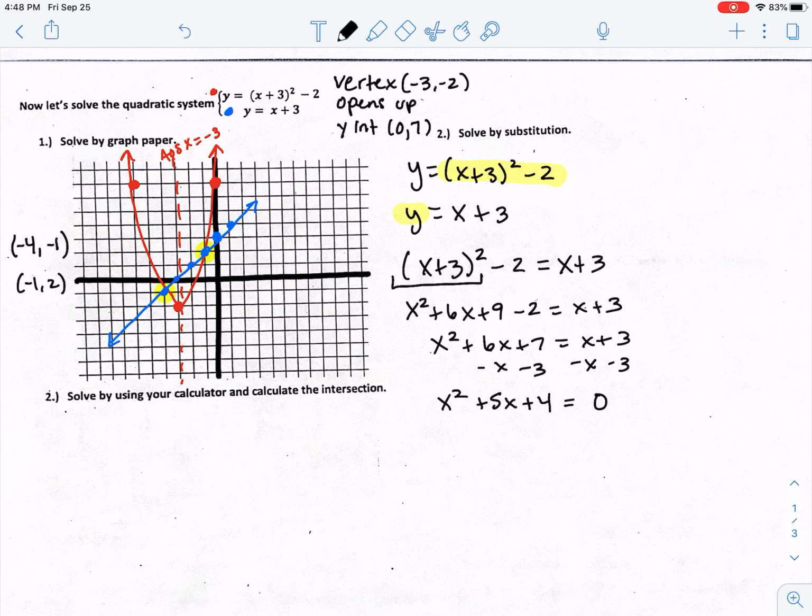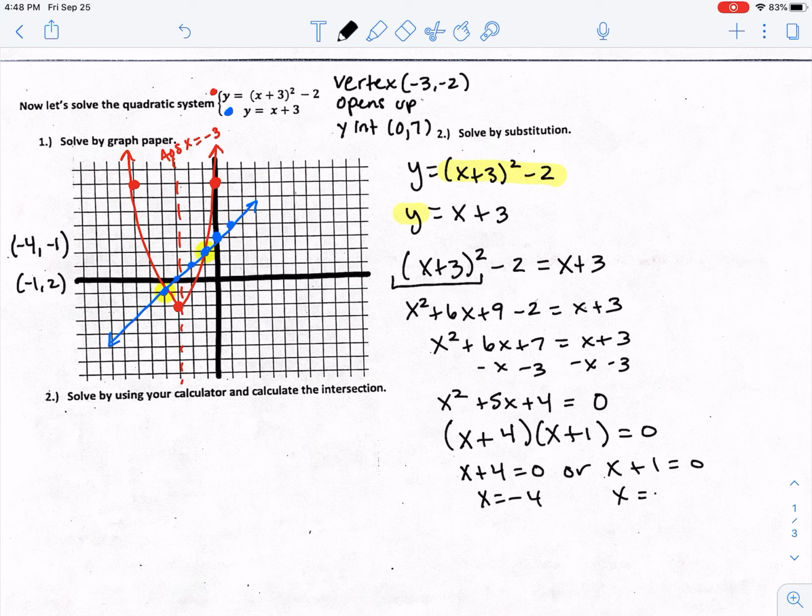So now I have a quadratic function, and there are different ways to solve a quadratic function. You can either factor, you can complete the square, or you can use the quadratic formula. I'm going to choose to factor. My two linear factors would be x plus 4 and x plus 1. So basically I'm looking for two numbers that multiply to get 4 but add to get 5. Using your zero product property, x plus 4 equals 0 or x plus 1 equals 0. So that means x is either negative 4 or x equals negative 1.